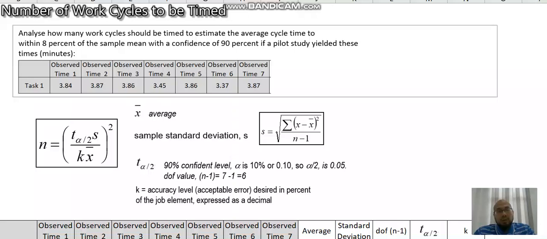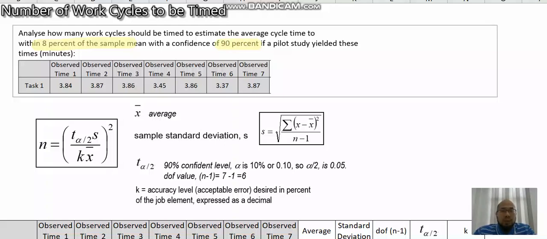In these sessions, I want to discuss, during the direct time study procedure, how many cycles of observation should be timed or taken. So we look at this example. Analyze how many work cycles should be timed to estimate the average cycle time to within 8% of the sample mean with a confidence of 90% if a pilot study yields these times in minutes.